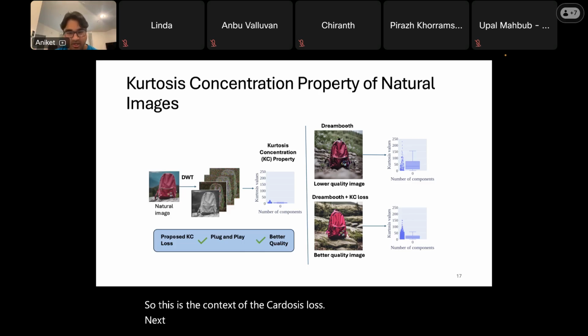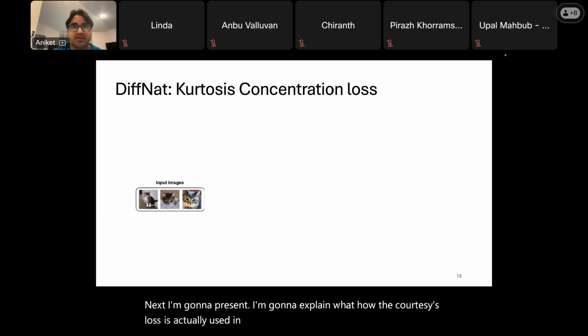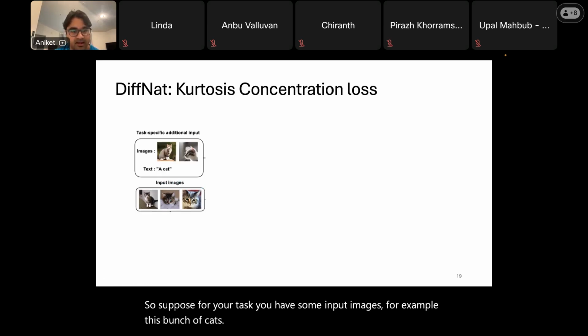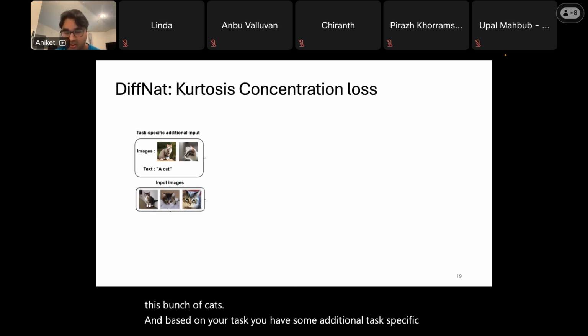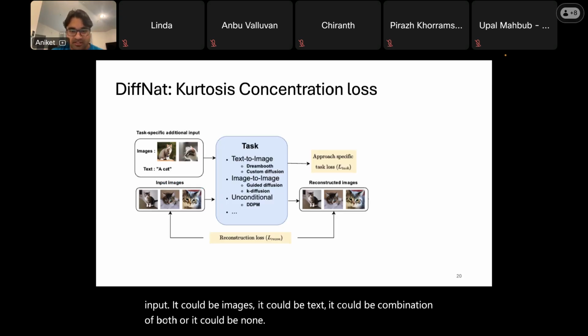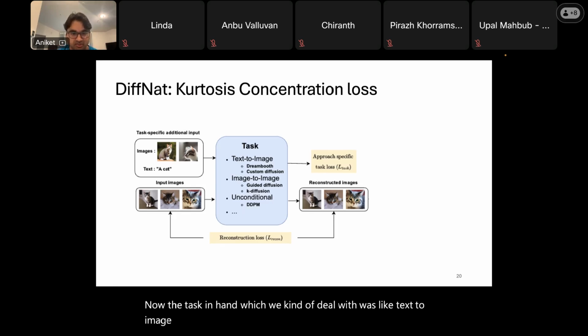Next, I'm going to explain how the kurtosis loss is actually used in any diffusion-based pipeline, and how it is a plug-and-play loss function. Suppose for your task, you have some input images, for example, this bunch of cats, and based on your task, you have some additional task-specific input. It could be images, it could be text, it could be a combination of both, or it could be none. The tasks we deal with were text to image generation, image to image generation, or unconditional image generation, and so on.